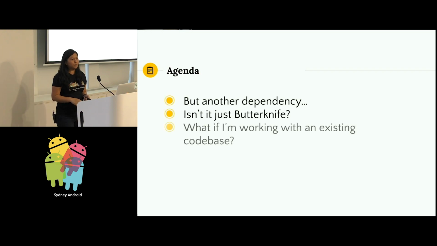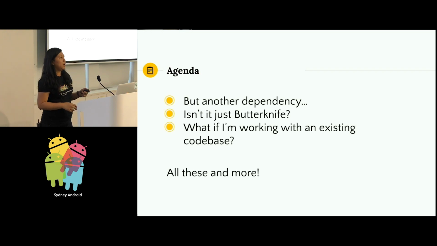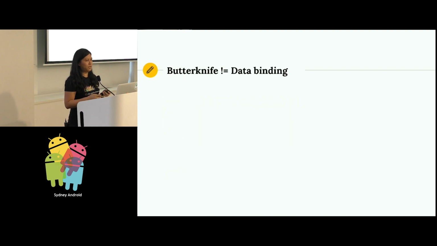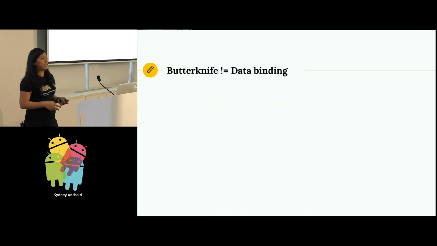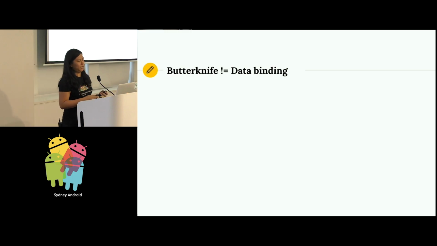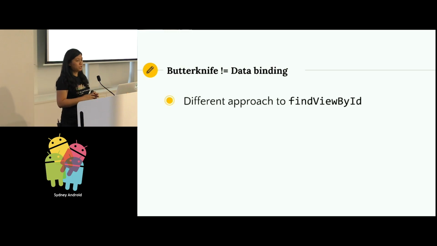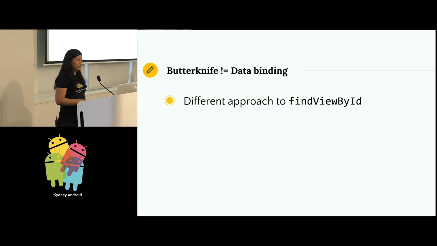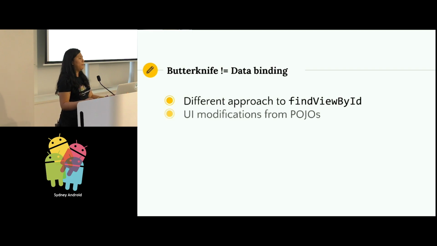So most people, when I ask if they use data binding, assume that it's just Butter Knife. Like it's just another dependency that I would need to add in my app, which really doesn't do anything different to Butter Knife. But is it really? So we're gonna go through the possible differences. So personally, I think Butter Knife is definitely not equal to data binding. First off, they have different approaches to find views by IDs. With data binding, you don't need IDs at all. You can get away with not using IDs and still interact with your views.